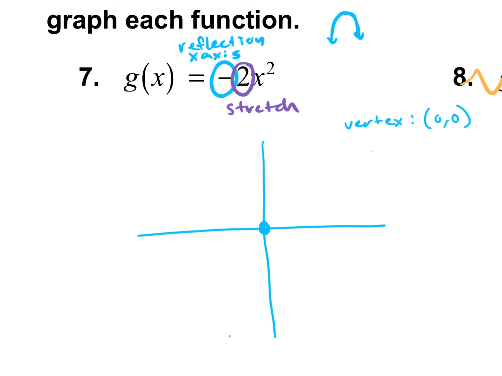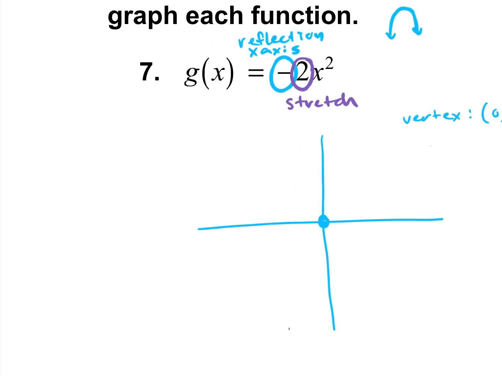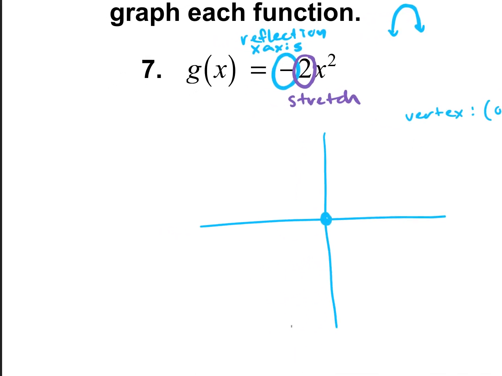How could I find a second point? Plug in a number. So I'm going to plug in something close to 0, like 1. So I have negative 2 times 1 squared. So that'd be negative 2 times 1, which is just negative 2. So I plugged in 1 and got negative 2. So this is another point on my graph. I'm going to go to the right 1 and down 2. Do I know where a third point's going to be? Same thing on the opposite side. And then you can just draw your parabola.